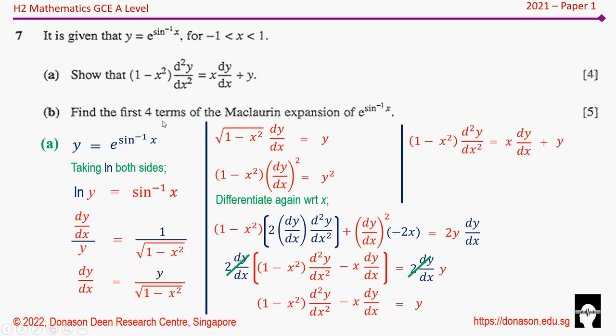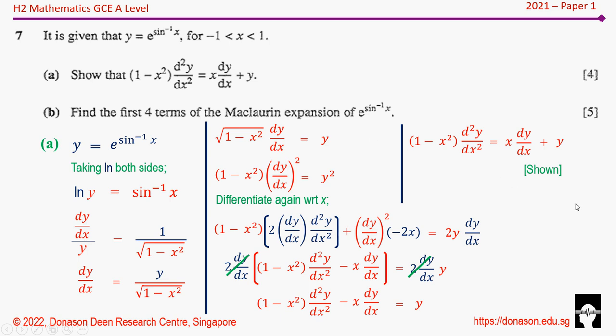Part B says find the first 4 terms of the Maclaurin's expansion of e to the power of arcsin x. In order to find 4 terms of Maclaurin's expansion of e to the power of arcsin x, we already have y, first y, and then we have dy/dx, that means the first derivative, and from this we actually have the second derivative, and we may need to go for a couple more derivatives in order to get to the 4 terms, right?